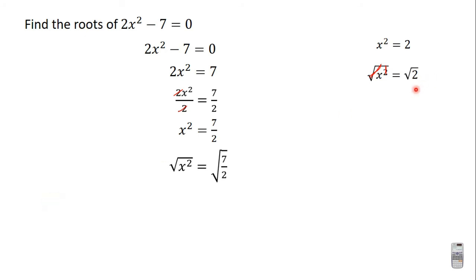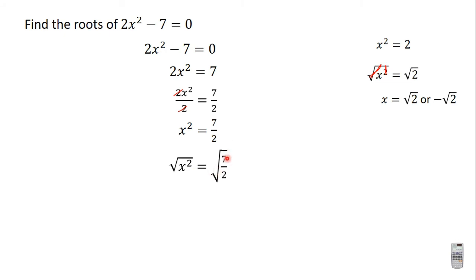Now what we are saying is that when you take square root of a number, you have two answers. You have the positive square root and the negative square root. So here when you take square root of 2, we will have two answers for x. We will have the positive square root, which is square root of 2, and the negative square root, which is minus square root of 2. So here you have two answers for x. Square root of 2, which is the positive square root, and minus square root of 2, which is the negative square root. So the same thing applies here.